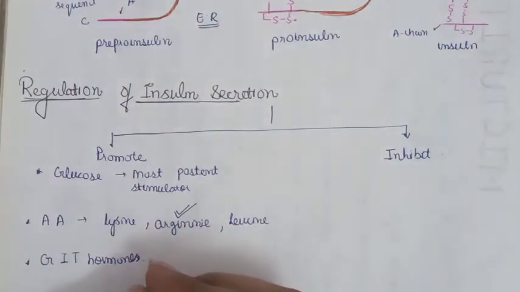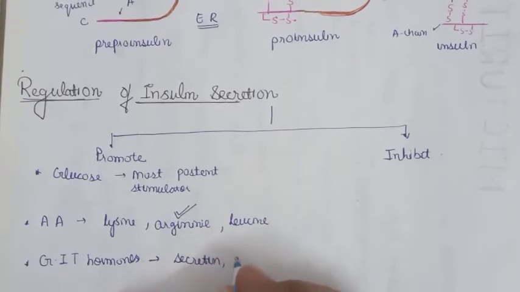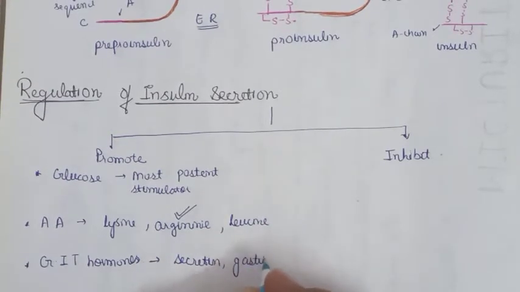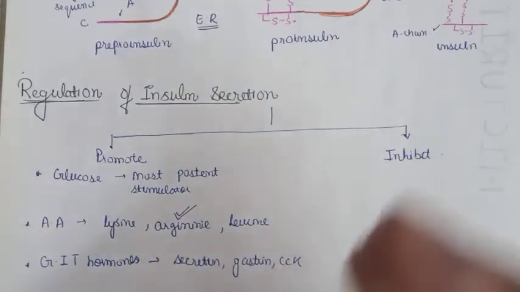Among the GIT hormones, the most important 3 are the secretin, gastrin, and CCK, that's cholecystokinin. These 3 hormones regulate the insulin synthesis.